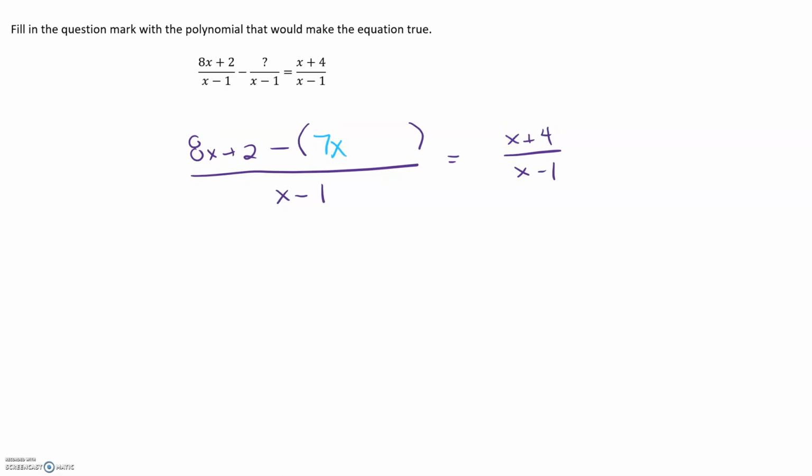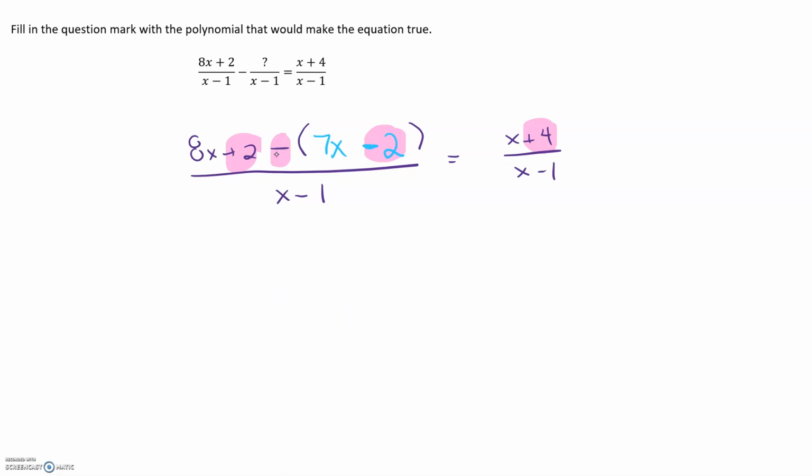Okay, next I have 2 minus something has to give me 4. So 2 minus what is going to give me 4? Okay, well, a lot of people are tempted to say 2, right? 2 plus 2 is 4. But we're not adding, right? We're not doing plus, it's minus. So 2 minus negative 2 gives me positive 4, right? Because if I'm doing 2 minus negative 2, oh, that becomes a plus.